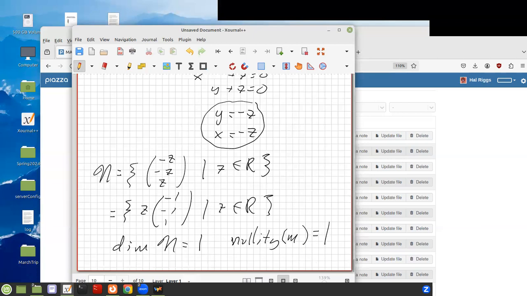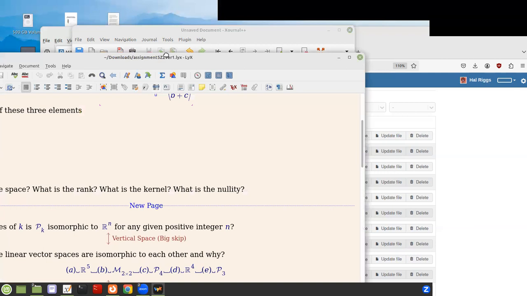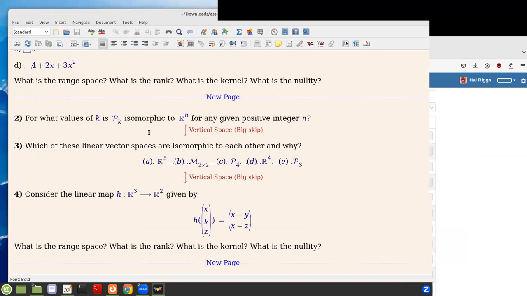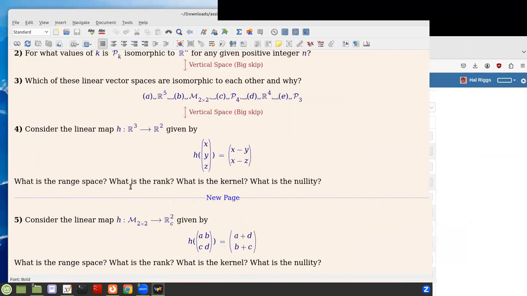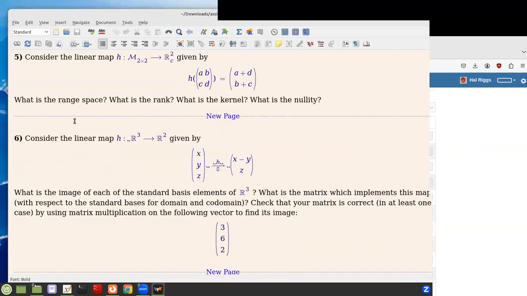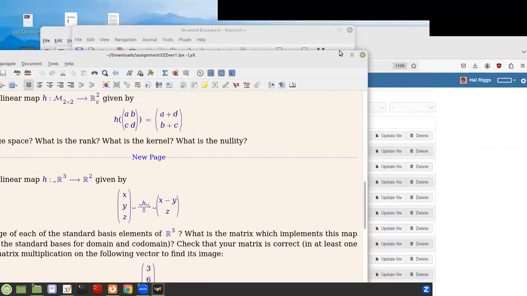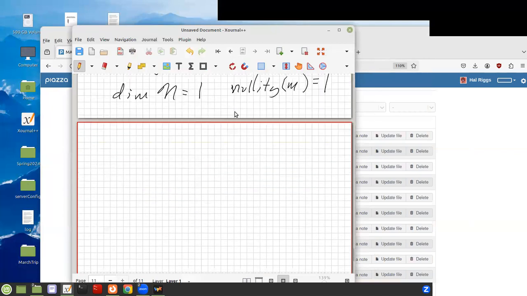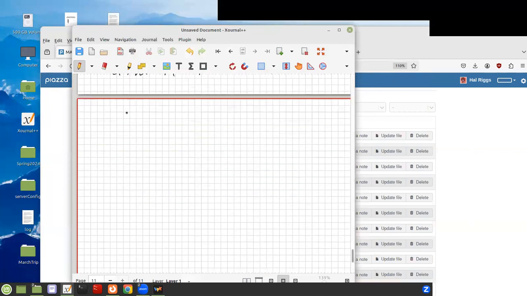So that's what you have to do for these practice problems: what is the range space, what is the rank, what is the null space or the kernel, and what is the nullity. These problems are on isomorphisms, but here, range space, rank, kernel, nullity. So for the first 5 problems, we have a complete story about what to do.